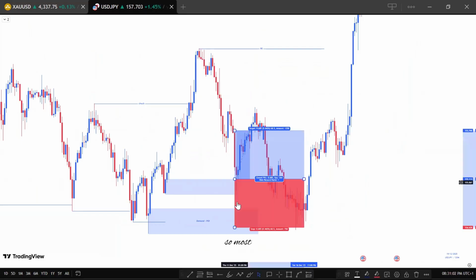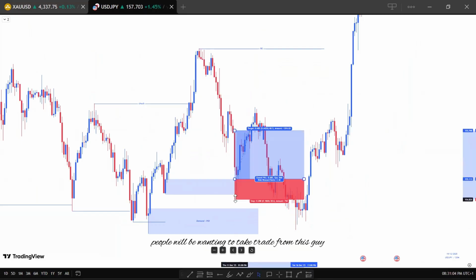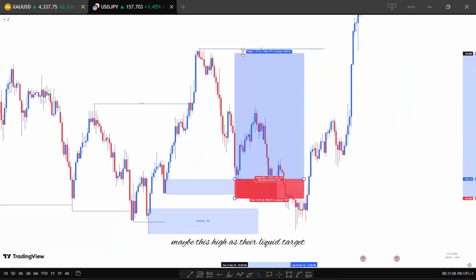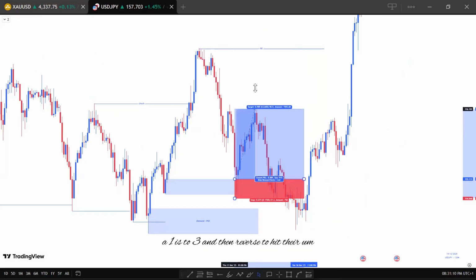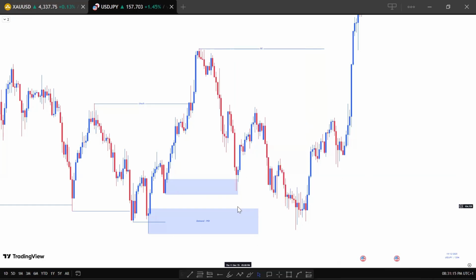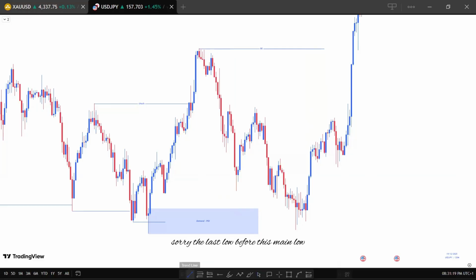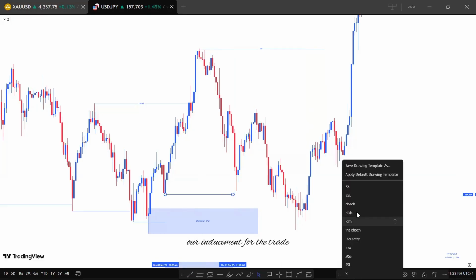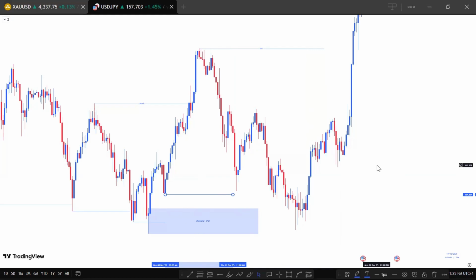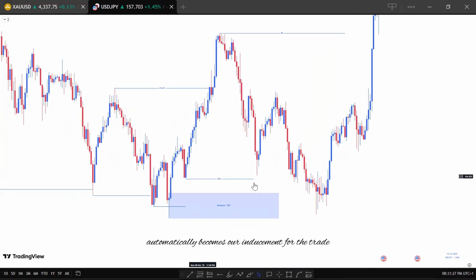So most people will be wanting to take trade from this guy. Then they'll be targeting maybe this high as their liquidity target. But you could see price actually gave them a 1:3 and then reversed to take them out. Because this guy was the last low before this main low, this guy automatically becomes our inducement for the trade.